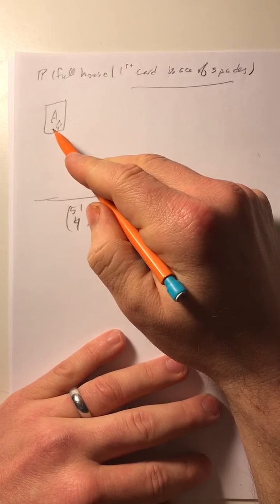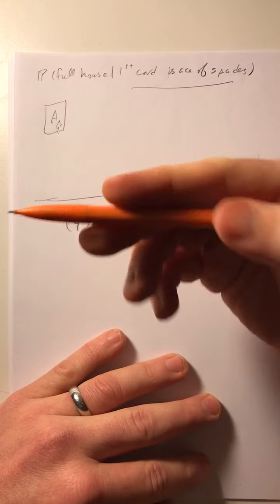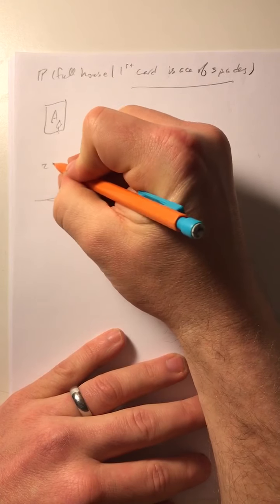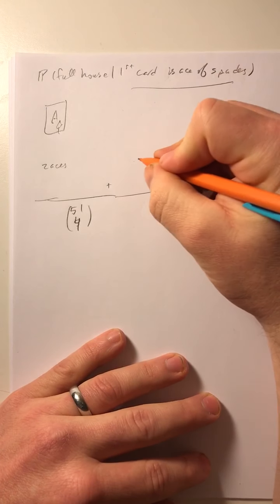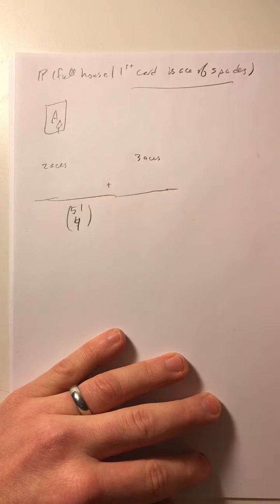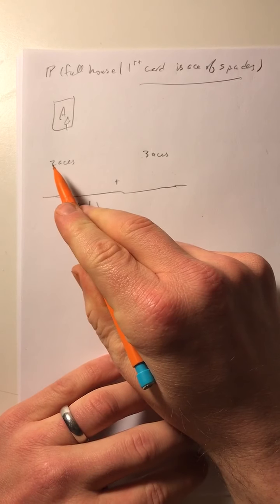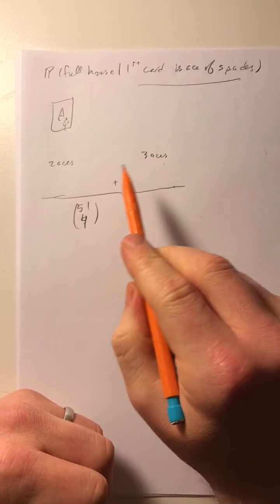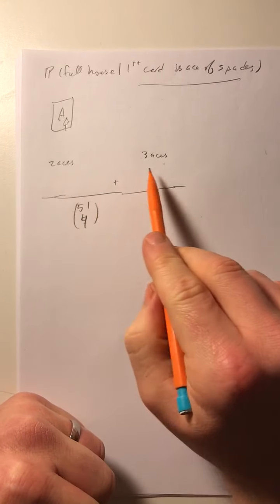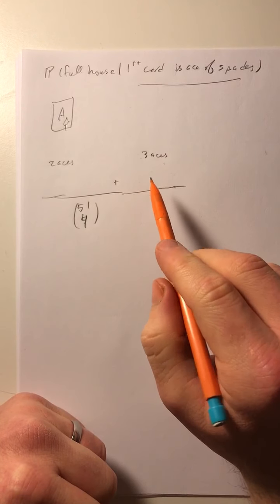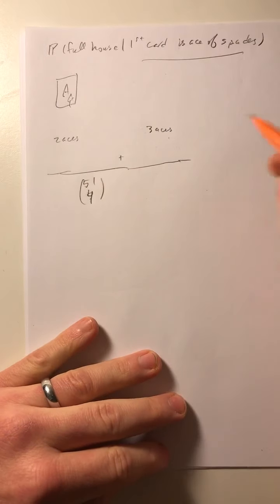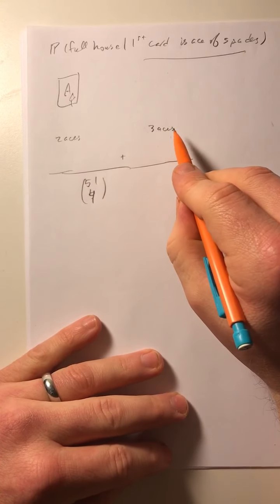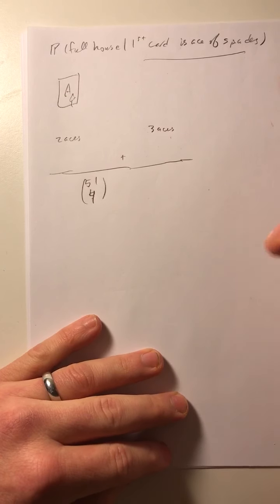I could have 2 aces and 3 of some other rank, or I could have 3 aces and 2 of some other rank. So I'm going to count the number of ways to do each of these, and then I'm going to add, because there's no overlap, right? Having 2 aces and 3 of another rank is not possible if I also have 3 aces and 2 of another rank. So I'm going to count the number of ways to get a full house with 2 aces and 3 of another rank, and the number of ways with 3 aces and 2 of another rank, and add those.